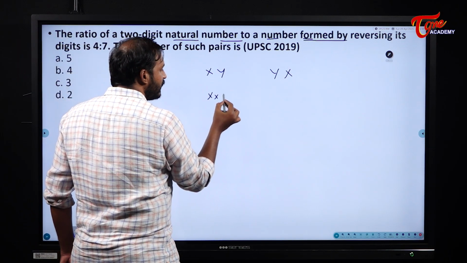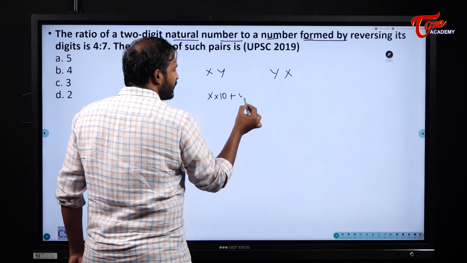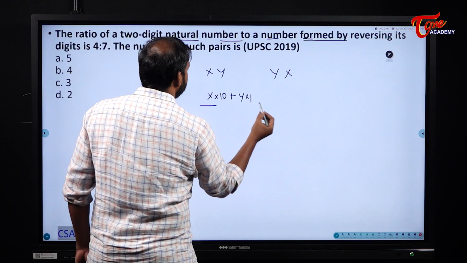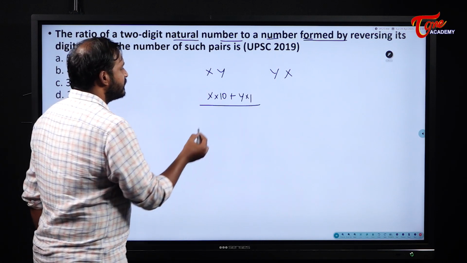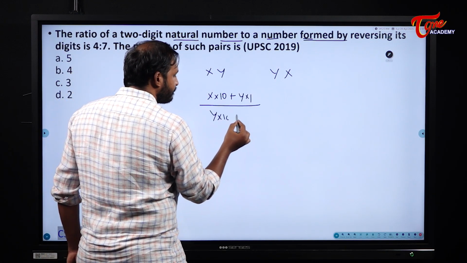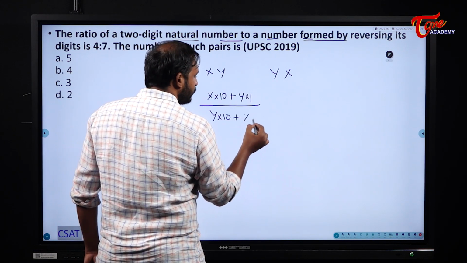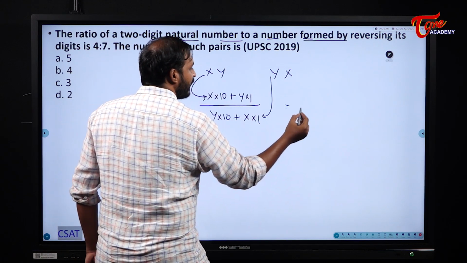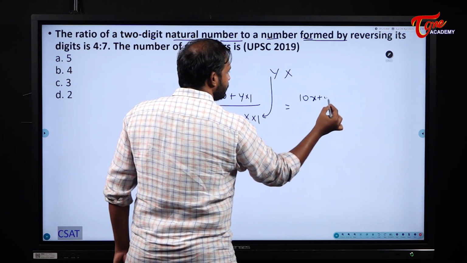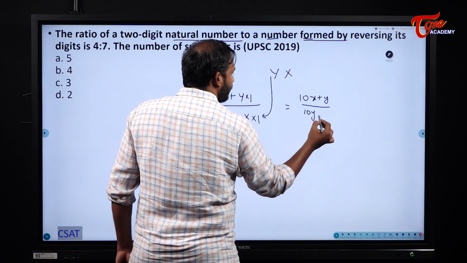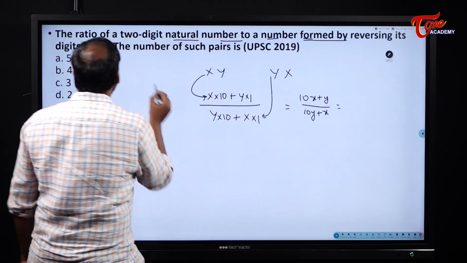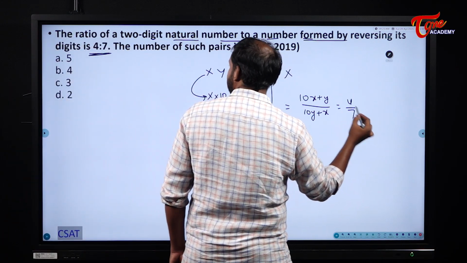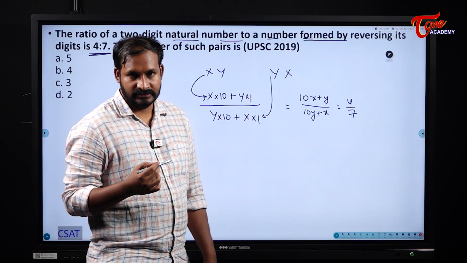x into 10, as we discussed in our previous videos, plus y into 1. This is the actual number. The ratio between the number formed and its reverse, that means y into 10 plus x into 1, this number. This is this number and this is this number. Finally it will become 10x plus y by 10y plus x. This value is equal to what according to the question? 4:7, that means 4 by 7.